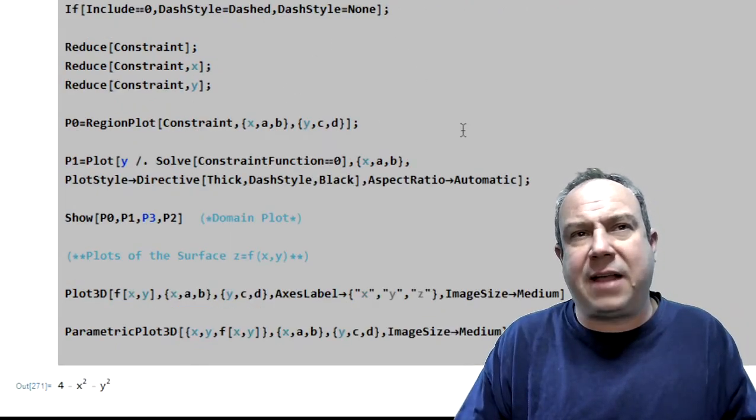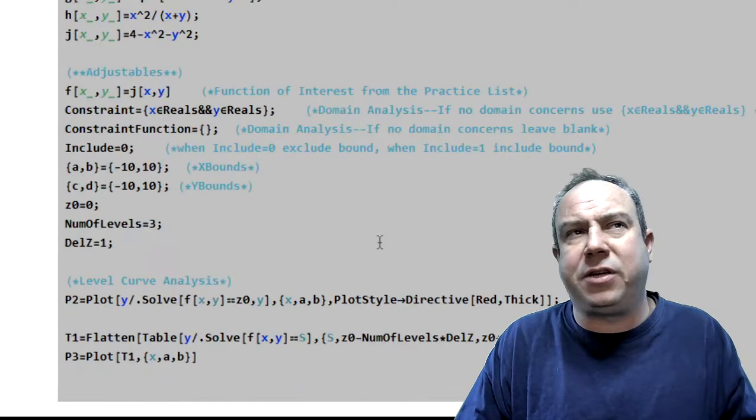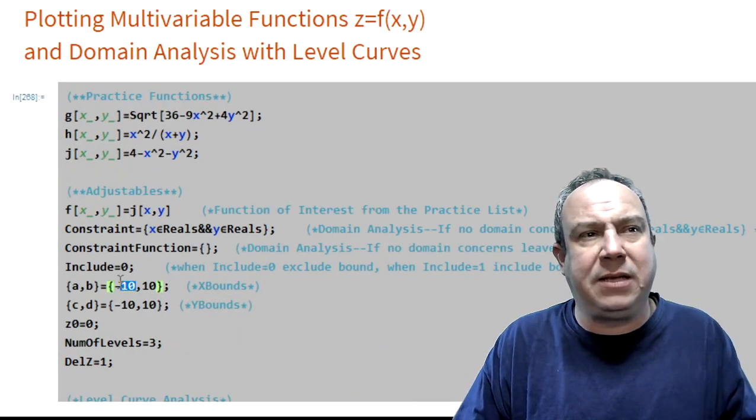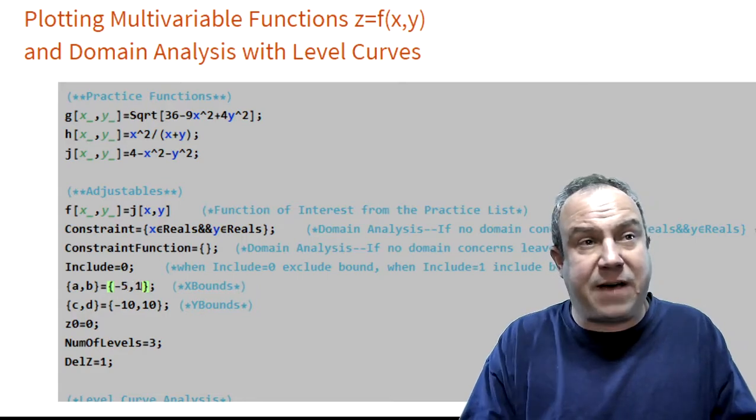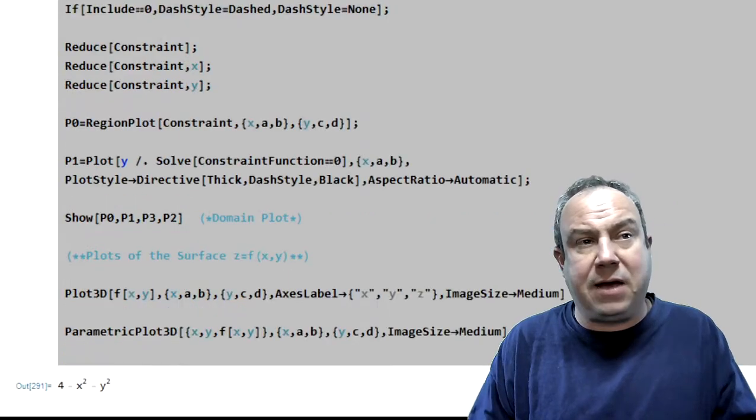Now if I run that, it becomes a little bit of an uglier illustration here. And in fact, I might zoom in a little bit. Let's go into -5 to 5. -5 to 5 for our bounds here.